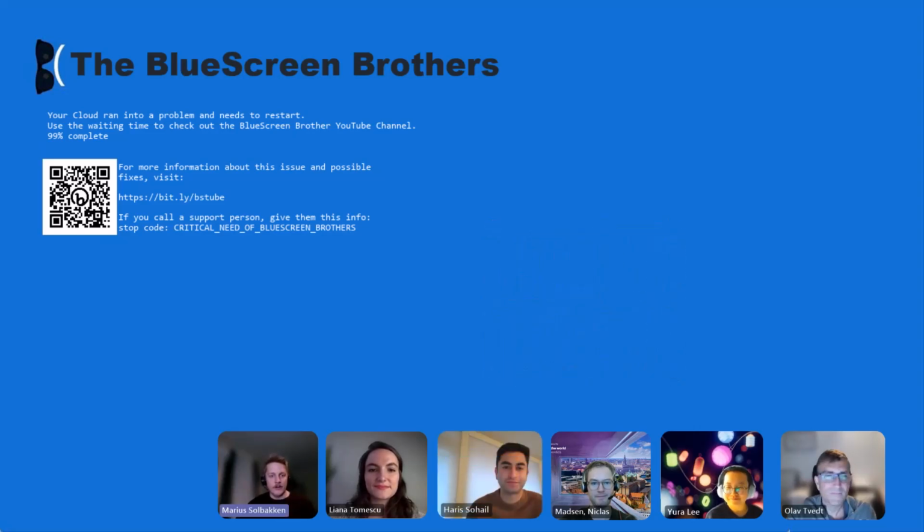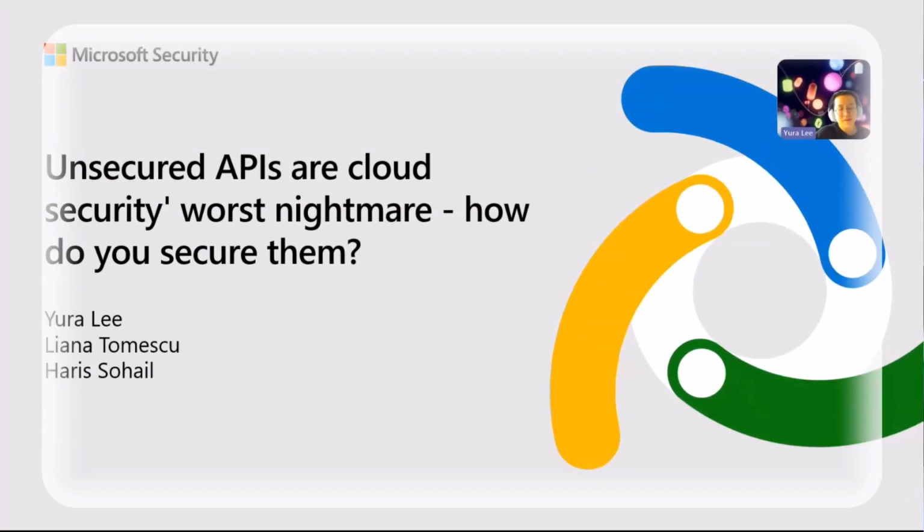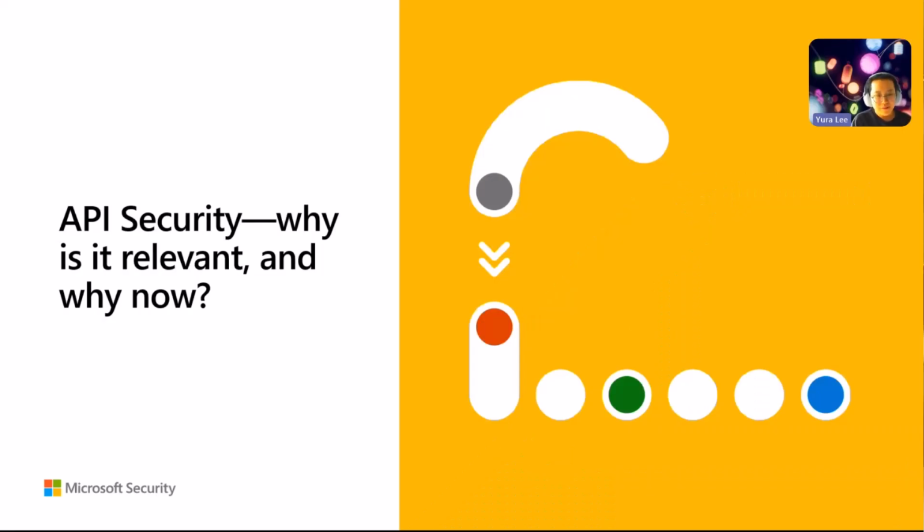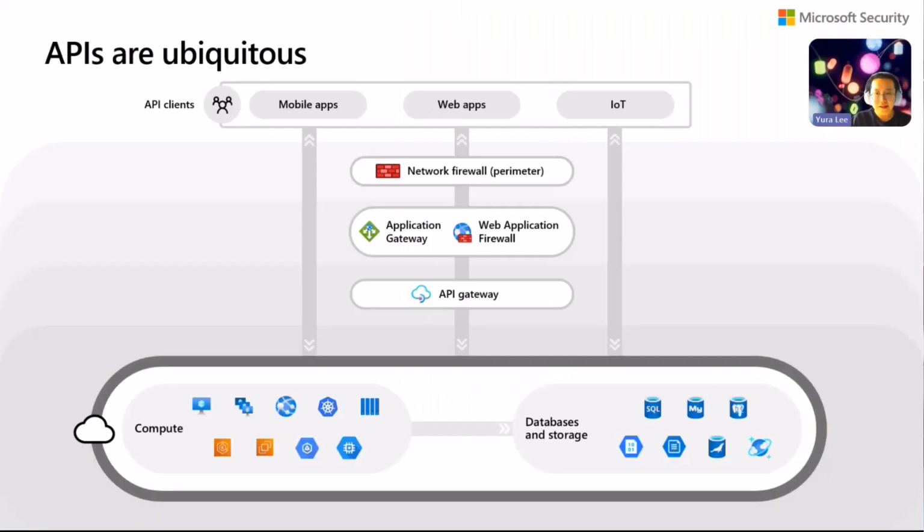Awesome. Thank you all. So Yura, what is API security and why should customers care? Absolutely. Let's get started. So today we do want to talk about API security, and the objective is to talk about Defender for API. But let's take a step back really quickly and first think about why API security is relevant today. To introduce APIs, again, just really quickly, application programming interface, right?